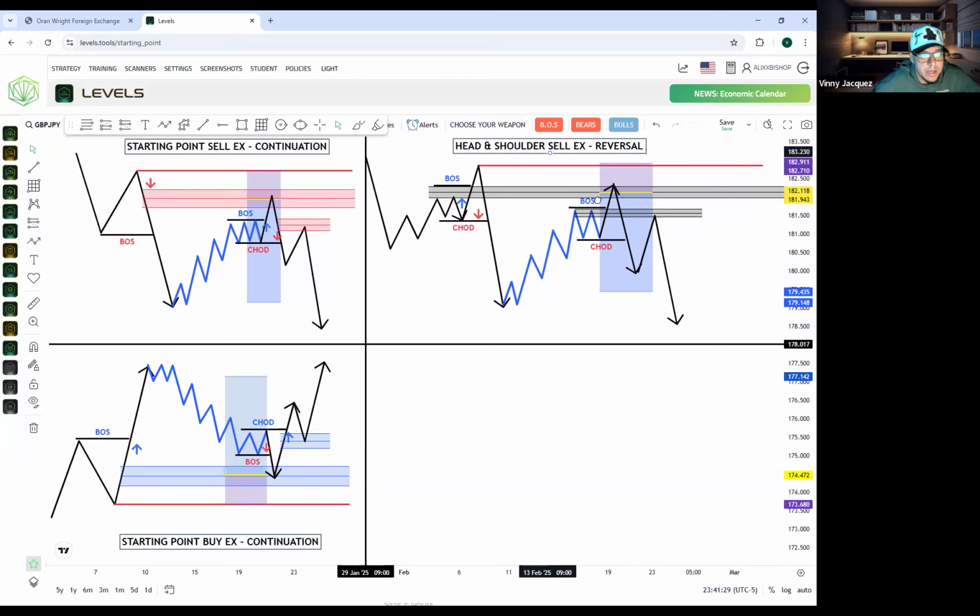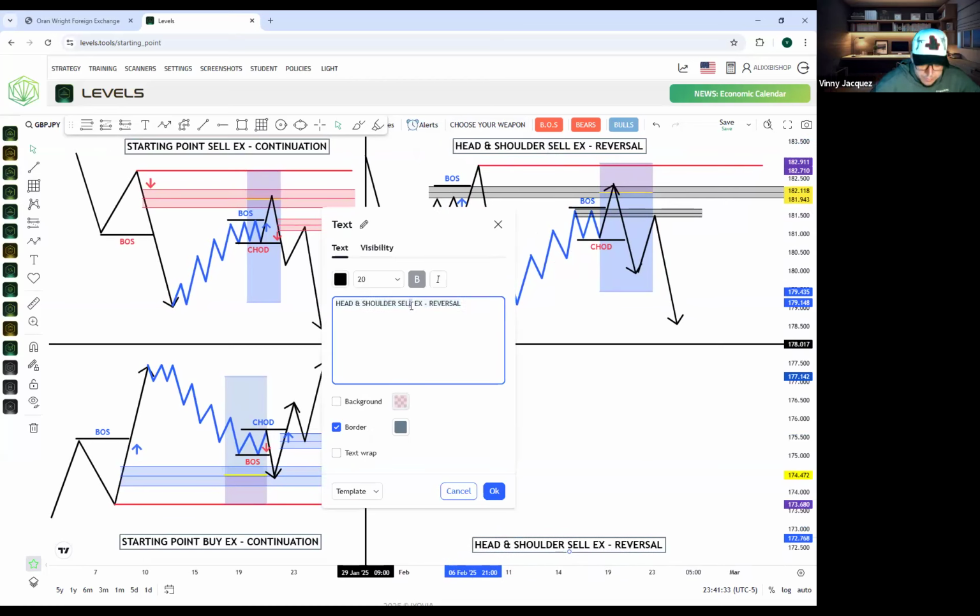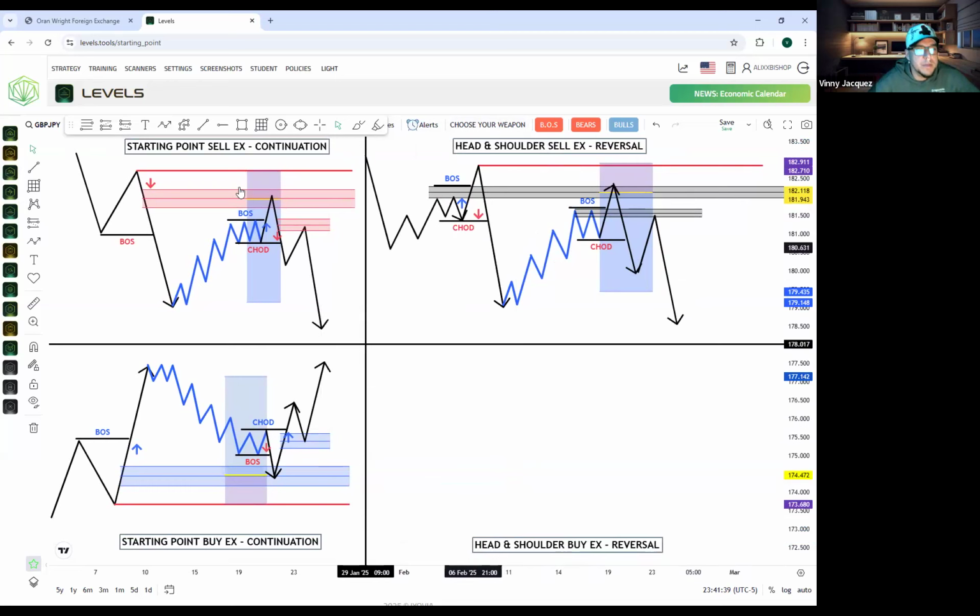Now let's go ahead and break it down right here. Head and shoulder, buy examples, reversal. Okay, same thing, guys. Same thing. As the market gives me a higher high, we are looking for the structure to be created, right? So let's go ahead.